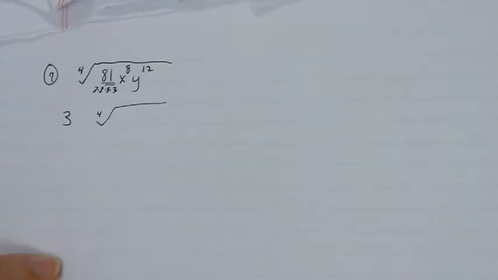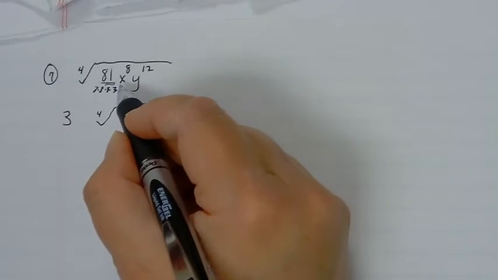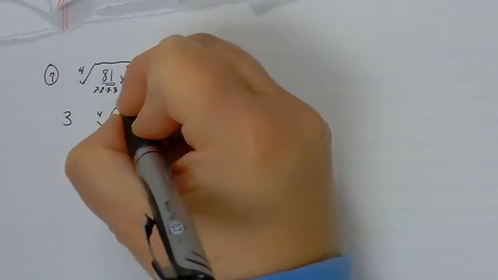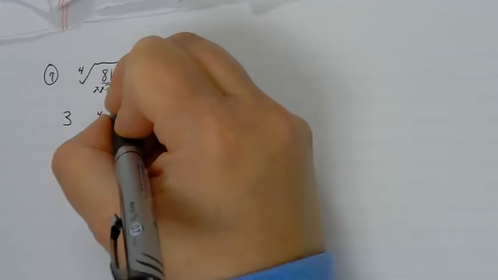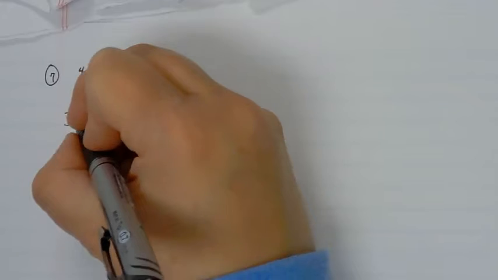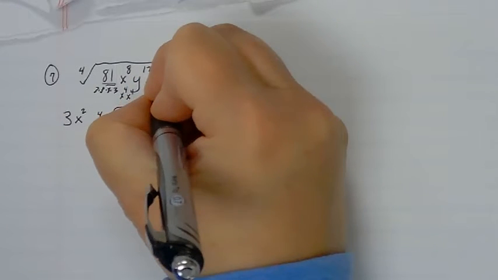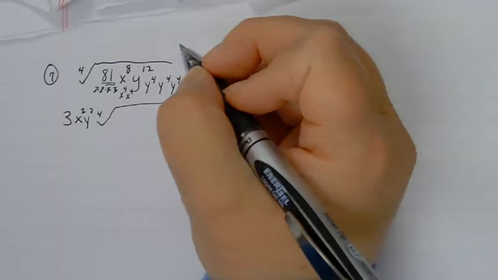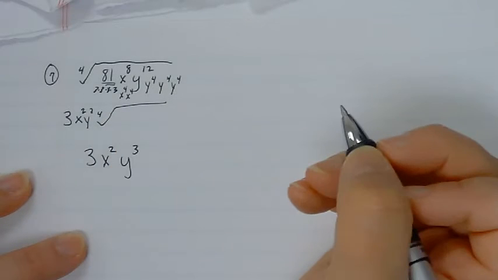Now I want to know how many groups of 4 x's would I have? So this would be x to the 4th and x to the 4th. So there's 2 of those. So it would pull 2 x's out, so that leaves an x squared on the outside. And then this would be y to the 4th, y to the 4th, y to the 4th. So that makes 3 y's on the outside. So my answer would be 3x squared y to the 3rd.